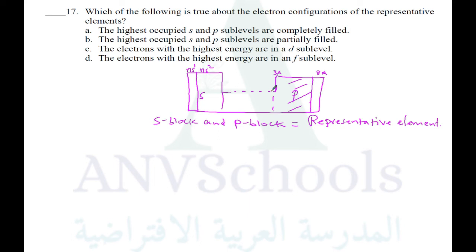The electrons with the highest energy in a D sublevel have no relation to the representative elements. So the highest occupied S and P sublevels are partially filled. This is partially filled. If the highest occupied S and P sublevels were completely filled, this would be a noble gas. So the answer we have will be B.